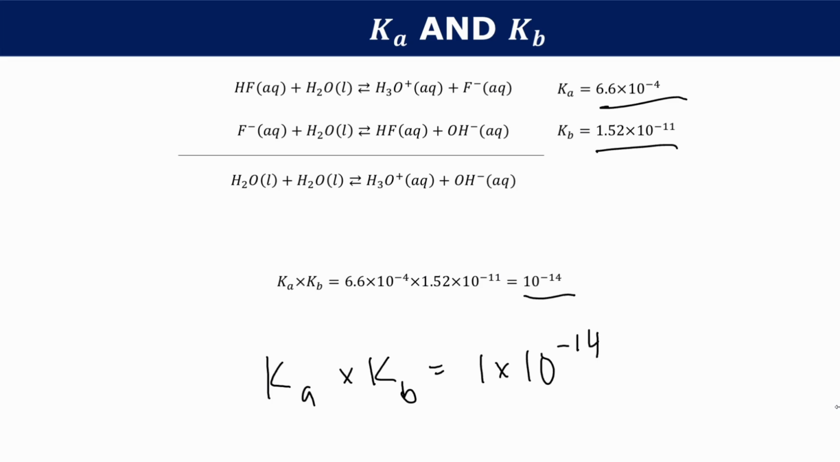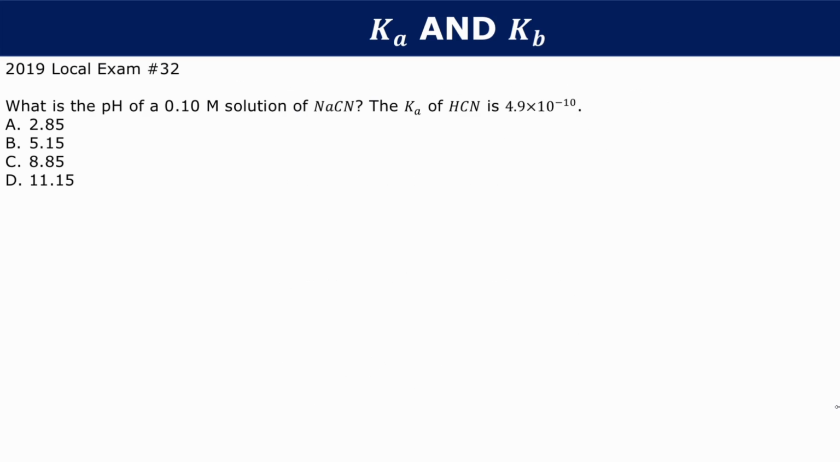And this little fact alone, this little relationship, helps us solve a lot of problems. So let's see what those problems look like. What is the pH of a 0.10 molar solution of NaCN? The Ka of HCN is 4.9 times 10 to the negative 10. So we're asked to find the pH of a 0.10 molar solution of NaCN.